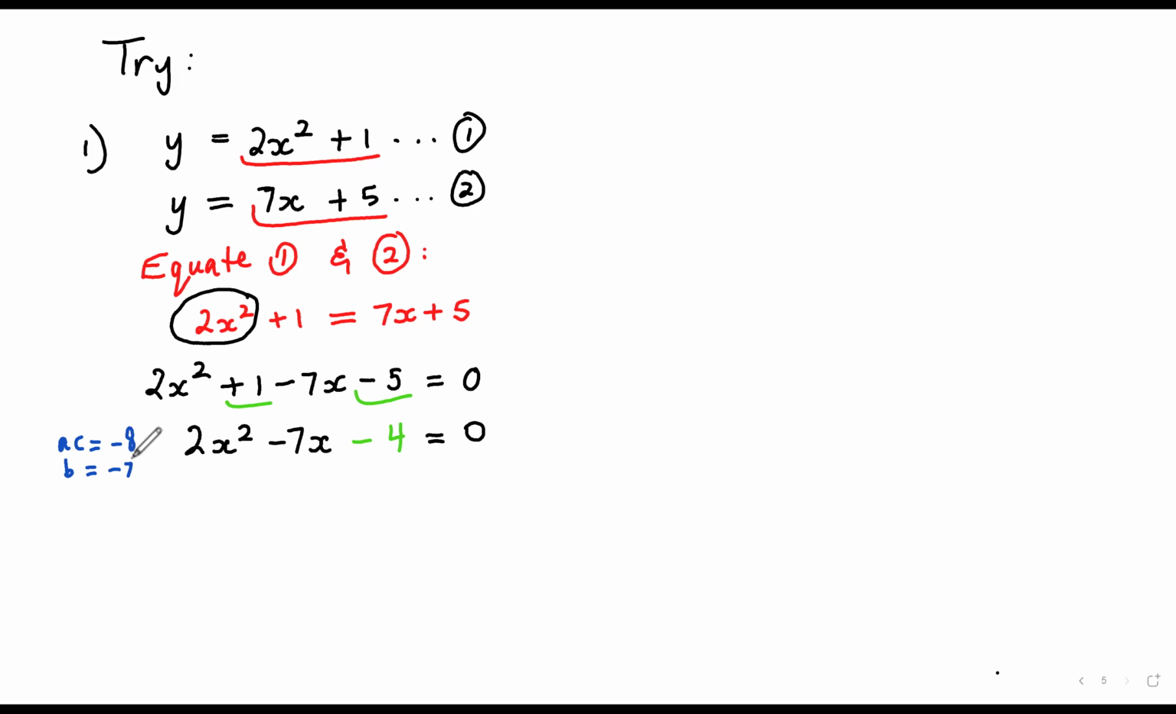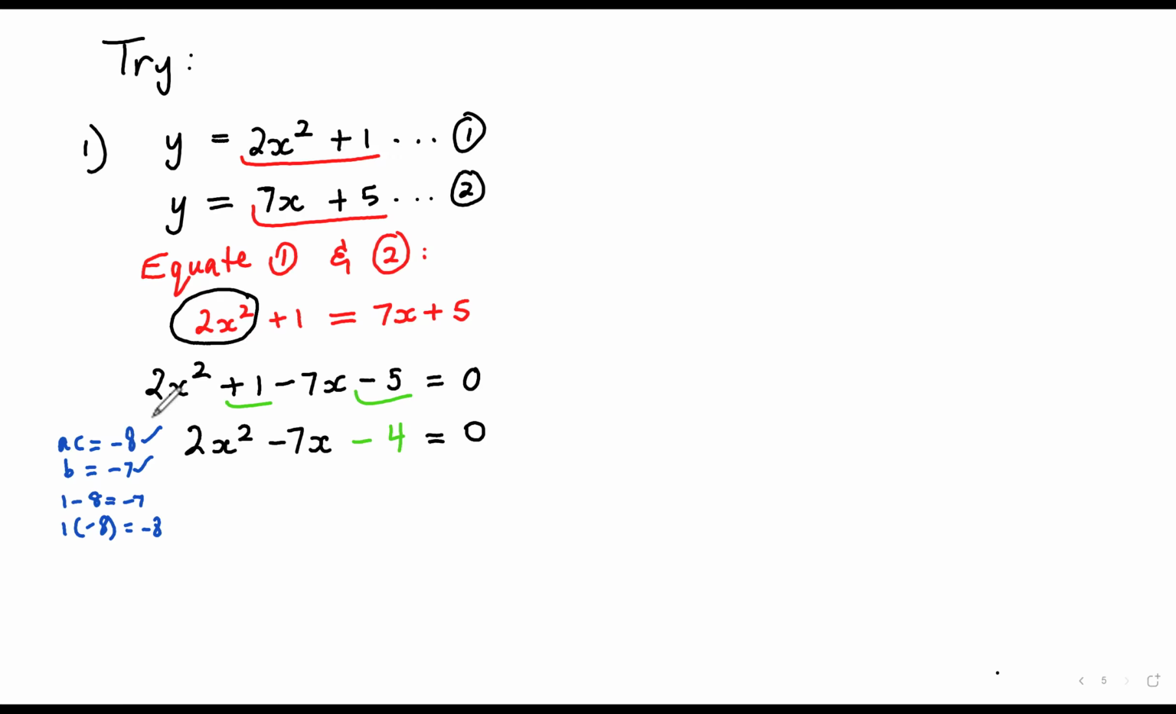So you ask yourself, and I don't know if you remember this clearly, Zafi, which two factors of negative 8 will multiply to give you negative 8 and at the same time add to give you negative 7. Well, there'll be 1 take away 8, because 1 take away 8 will give you negative 7, so it satisfies this condition. And then 1 times negative 8 will give you negative 8, so it also satisfies the condition of multiplying to give you back AC.